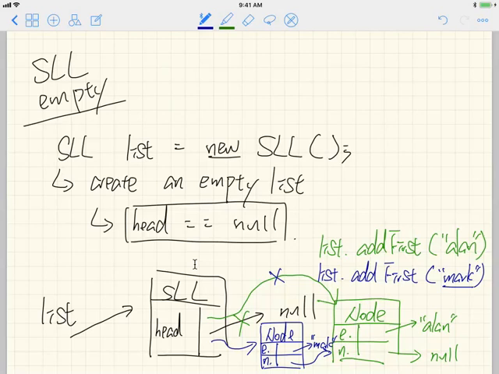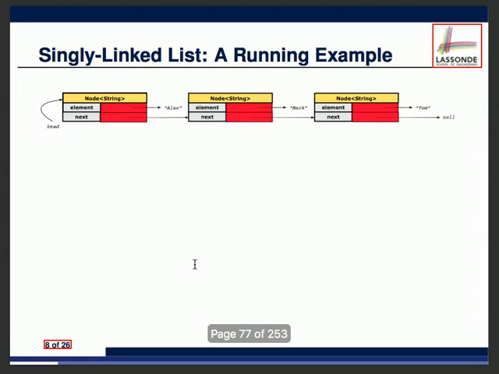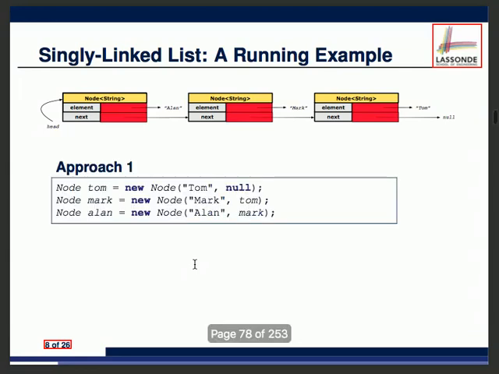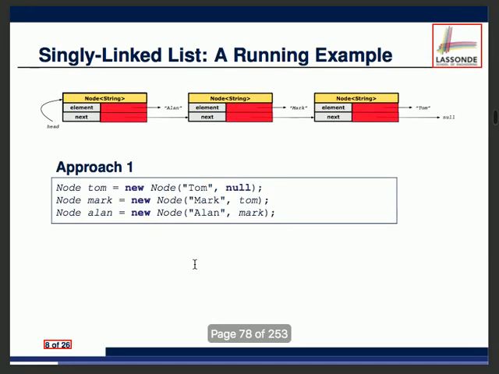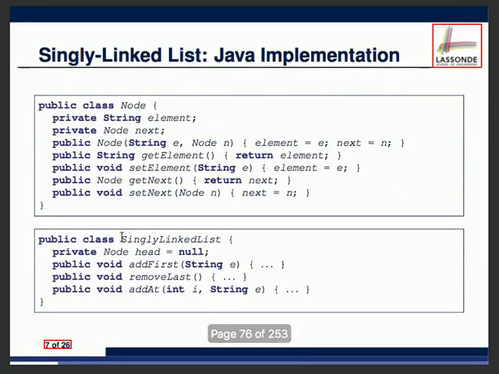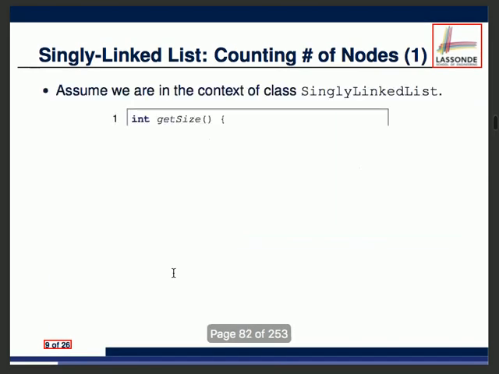Let's now see. The first one I would like to go through is counting the number of nodes. Again, we are defining all the methods in the context of SinglyLinkedList, so we always have the head available. Now let's say we do a method called getSize. It's an accessor. This accessor method is going to tell us how many nodes are there in the chain starting from head, right?